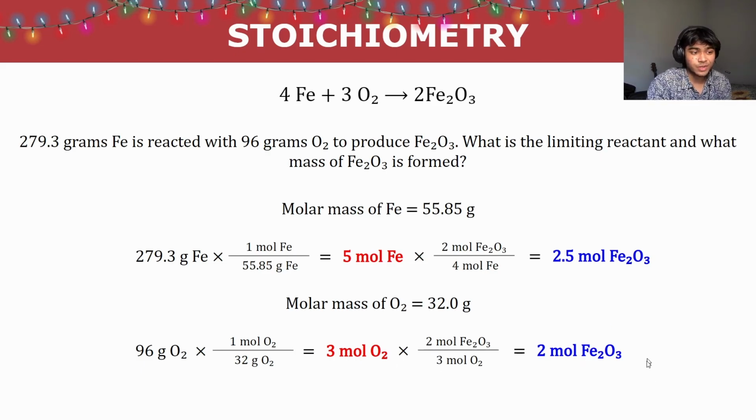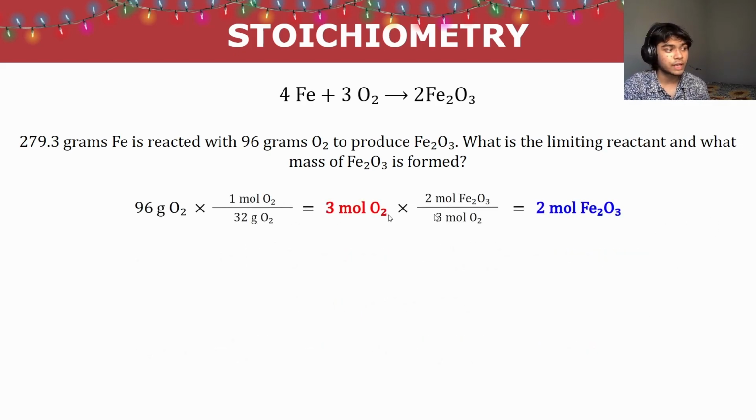As you can tell, we produce less of our product using our oxygen than our iron, therefore your oxygen is your limiting reactant. And since it's the limiting reactant, we can only hypothetically make 2 moles of ferric oxide with this setup. So that's our first part. We found the limiting reactant. Now we need to find out what mass of ferric oxide is formed.